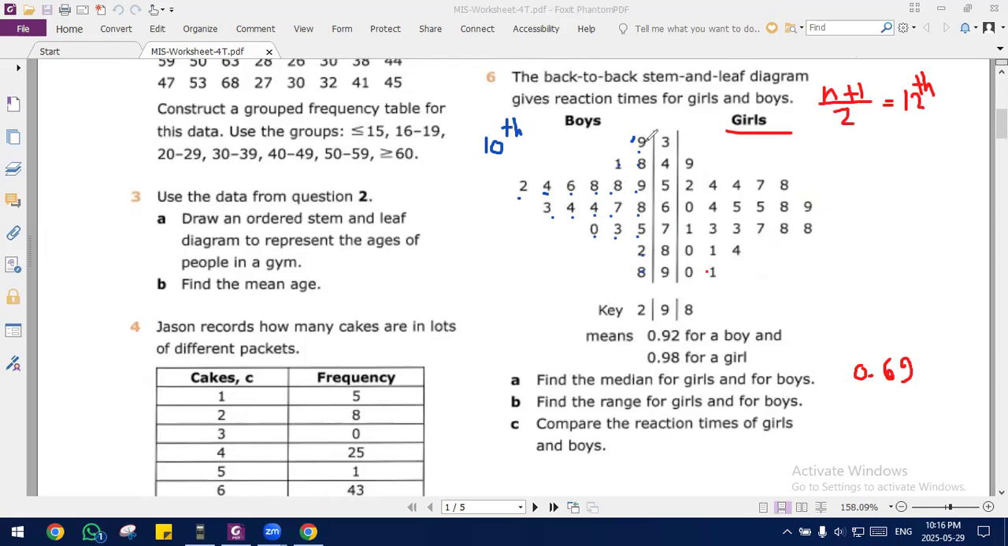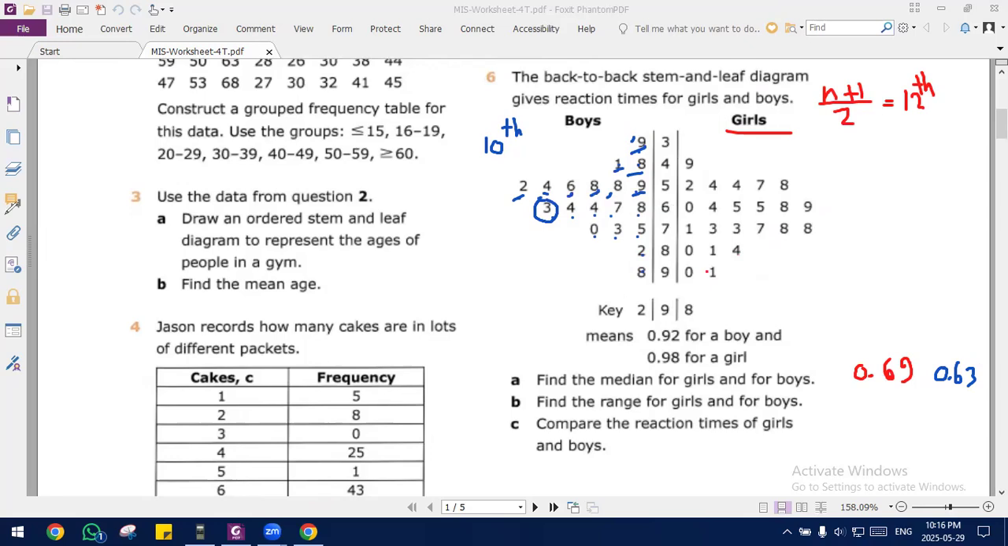Now you look, I'm counting from left to right. Why? Because it's in order from smallest to biggest. 1, 2, 3, 4, 5, 6, 7, 8, 9, 10. Is it 3? No. Is it 0.36? No. We read the stem first. It's 0.63. This is the median for the boys.